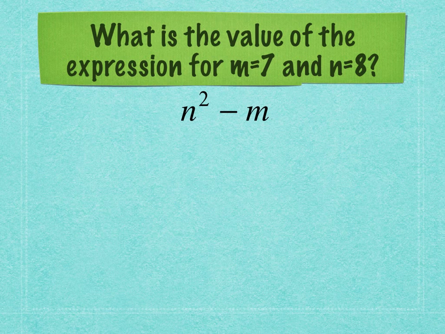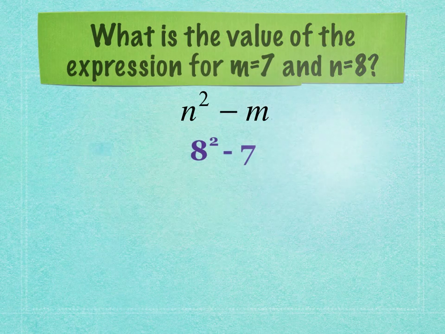The first example says, what is the value of the expression for m equals 7 and n equals 8? The expression given is n squared minus m. The first step to simplifying this expression is to replace the n with an 8 and the m with a 7. In this case, that gives us 8 squared minus 7.